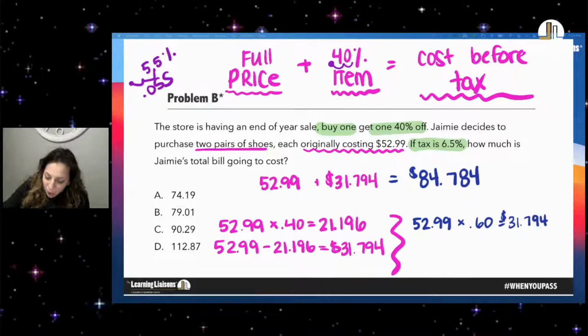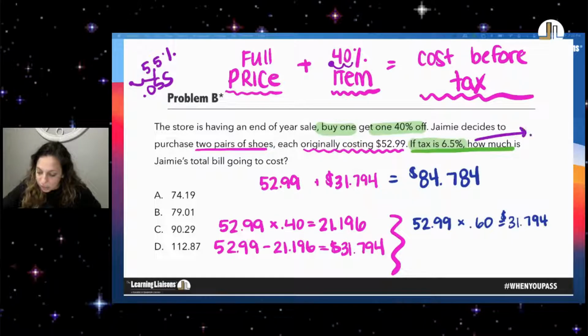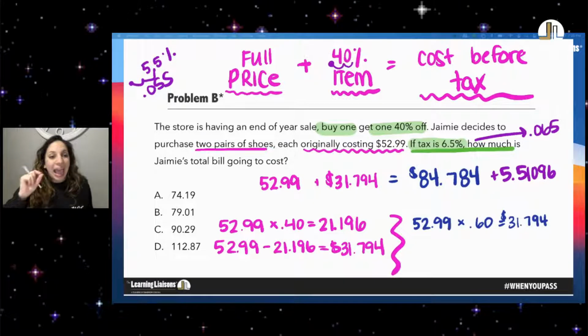So now I'm going to move on to my tax part. In this case, I have to multiply it by 6.5 and add, because it's not that I'm paying a part and not paying a part. The 6.5 has to be added. So I'm going to multiply $84.78 by 6.5%, which when I convert that to a decimal is going to be 0.065. And I get 5.51096. That's my tax amount.